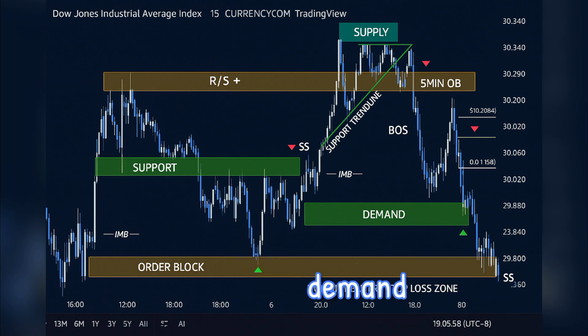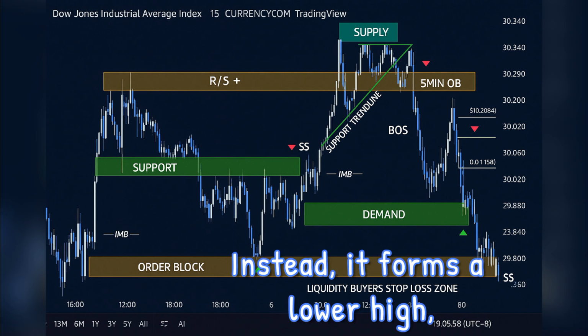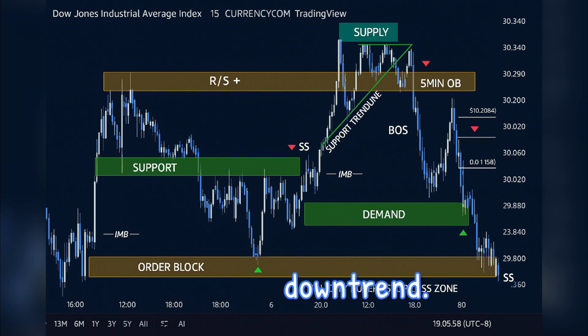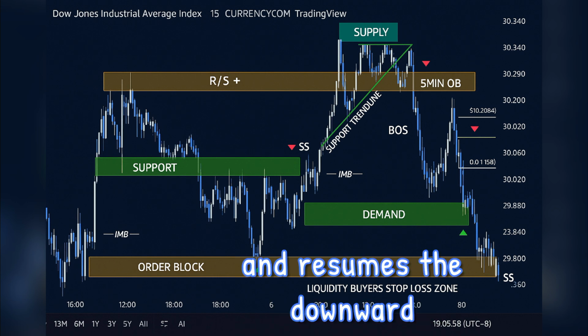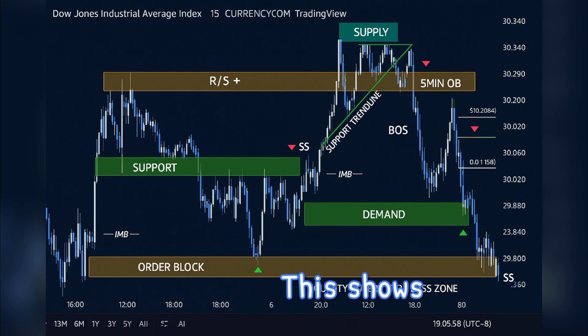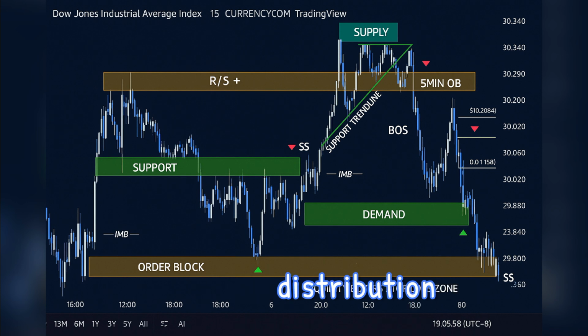Despite the bounce from the demand zone, price fails to create a higher high. Instead, it forms a lower high, confirming a downtrend. It returns to the previous IMB area, fills the inefficiency, and resumes the downward movement. This shows institutional intent. They are mitigating previous positions and continuing the distribution phase.